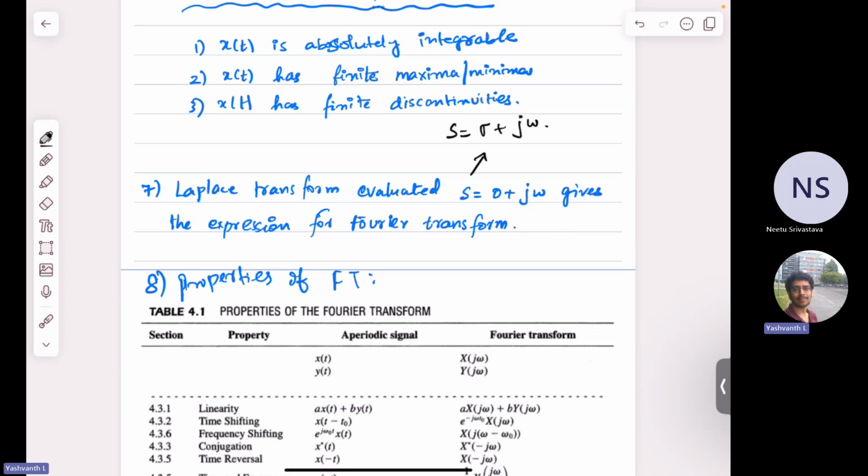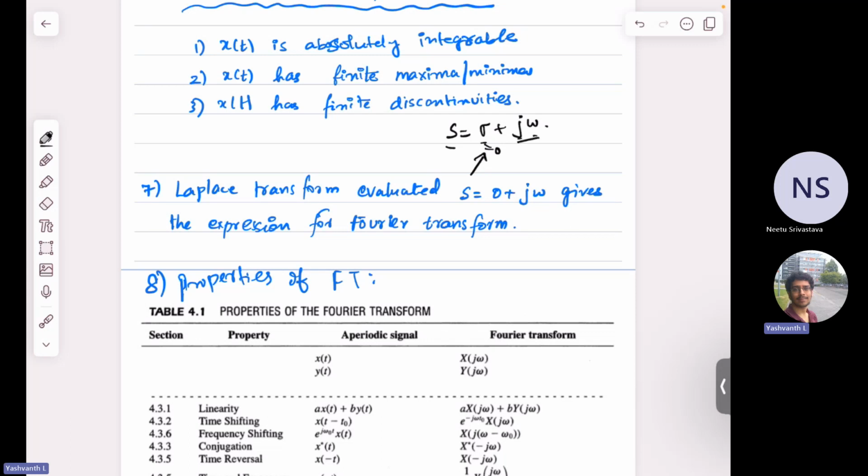Okay, so basically, we know that s equal to sigma plus j omega. That is, any s-domain complex number can be written as sigma plus j omega. Now, what I'm saying is, if sigma equal to 0, that is, the real part of the complex number s is equal to 0, then what you have left is just s equal to j omega.